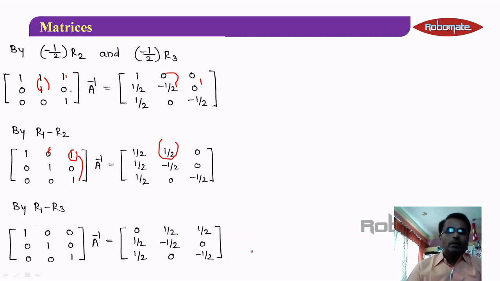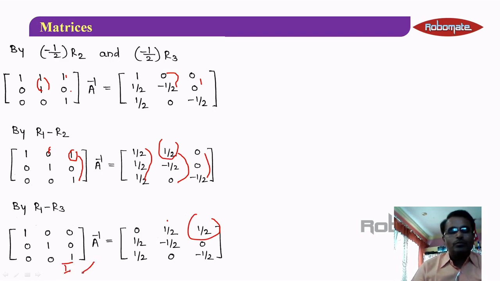If you consider R1 minus R3, so 1 by 2 minus 1 by 2, what are you getting? 0. 1 by 2 minus 0, it is 1 by 2. And 0 minus of minus 1 by 2, it is plus 1 by 2. Now you will observe that this is the identity matrix actually.